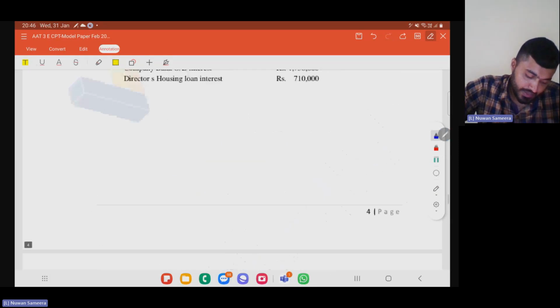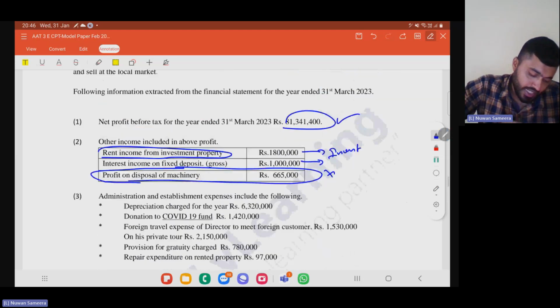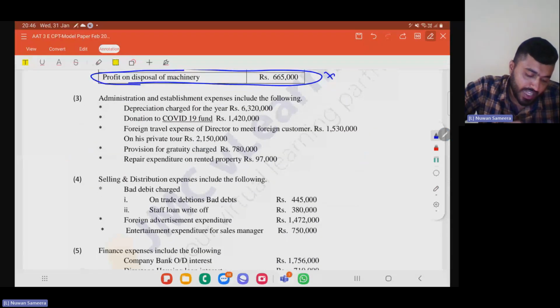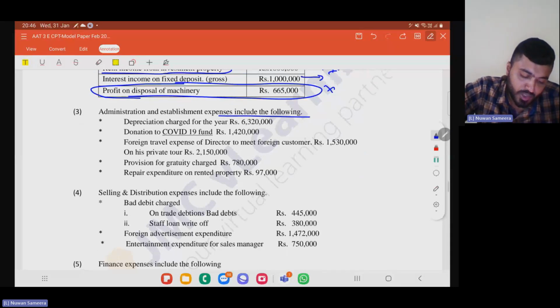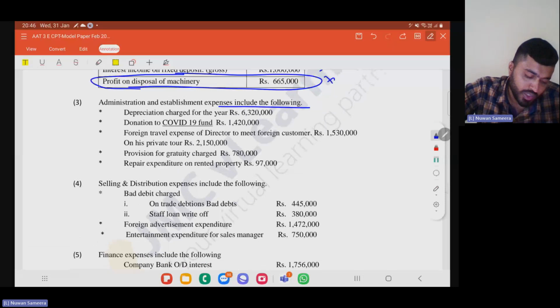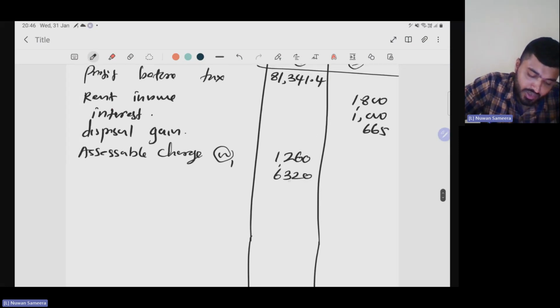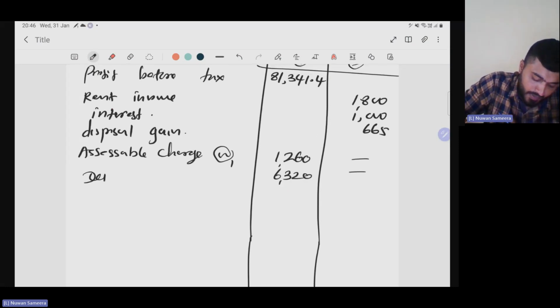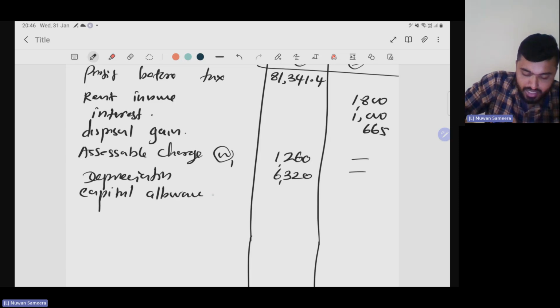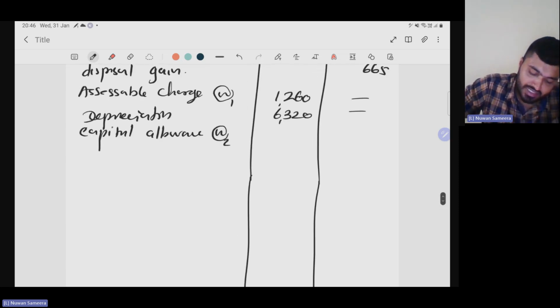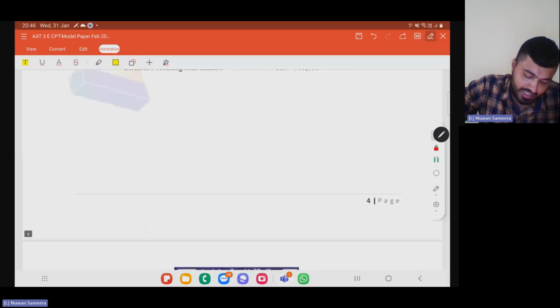Right. So here we have completed these things. Admin and establishment expenses include the following. That means when you calculated this 81,341.4, this kind of expense you had already deducted. Therefore, the depreciation charge for the year is 6,320. You are not allowed to deduct 6,320. Therefore, you have to add it back. But instead of that, you can get what? Capital allowance. So you can get the capital allowance. The available assets which are eligible to get the capital allowances are given in the section like this, right?